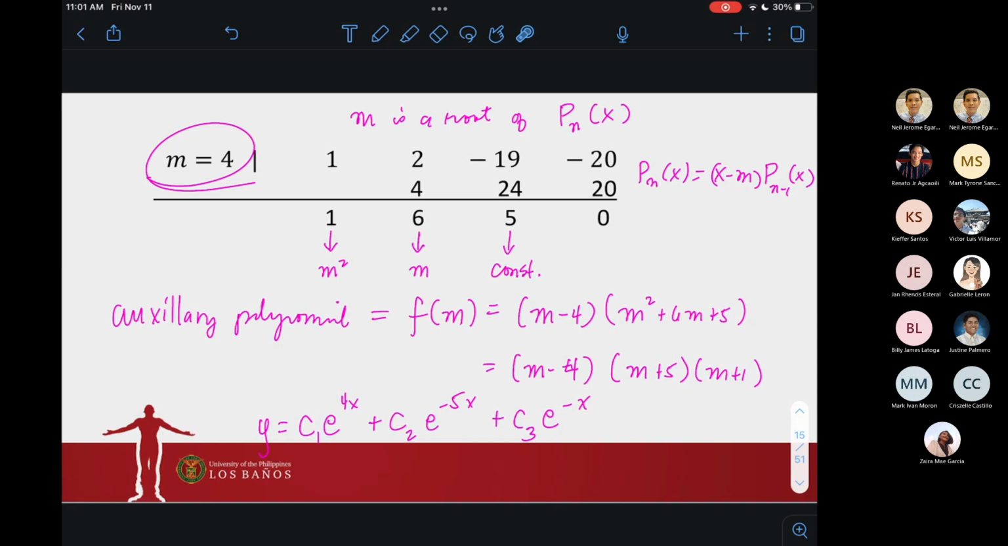At dahil hindi face-to-face yung exam, at para malaman ko na hindi kayo nag-online solver, kasi ang tinetest namin sa 151 ay kung kaya nyo mag-solve by hand. So, kailangan nyo ipakita yung paghahanap ng roots ng auxiliary polynomial. Okay, so I hope you take note of that. Hindi pwedeng gumamit ng online solver sa pagko-compute ng roots ng auxiliary polynomial. Kailangan ipakita nyo yung solution. All right?